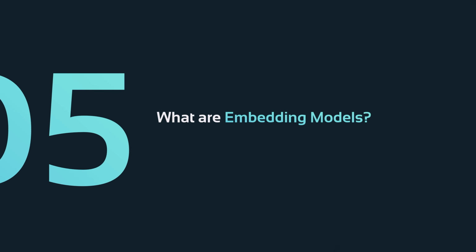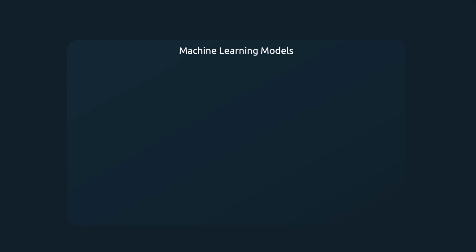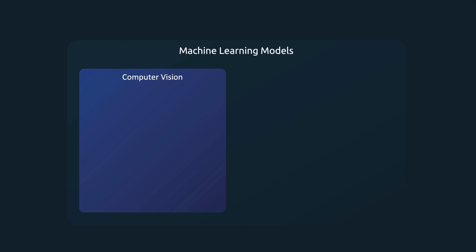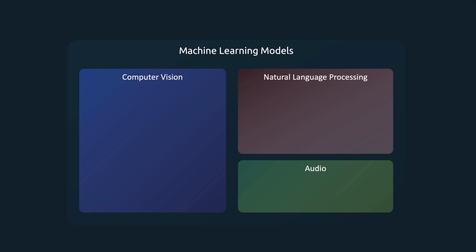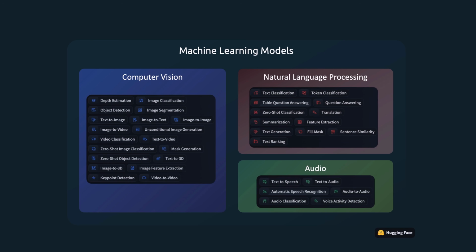Let's now understand embedding models. So if you look at machine learning models, they can be categorized at a high level based on use case, such as computer vision, NLPs or natural language processing, audio, among many others. And within each category, you have a number of models available. This is as shown on Hugging Face, which is a popular platform where you can discover models, datasets, and applications. Our interest here is the sentence similarity within natural language processing.